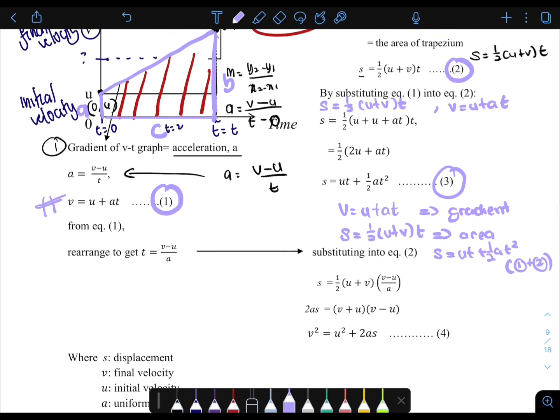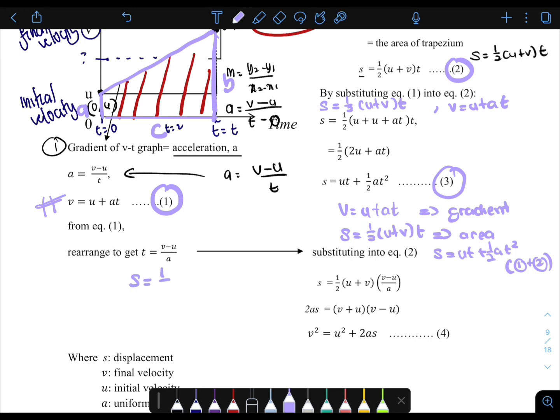And now we're going to look at the last and final equation that we can use for the kinematics of linear motion. We're going to start from equation 1: V equals U plus AT. We rearrange, making T the subject: T equals (V minus U) over A. And then we are going to substitute this into our equation 2.